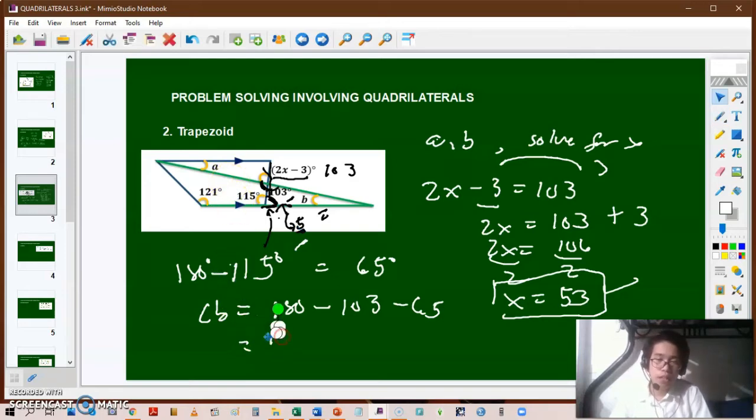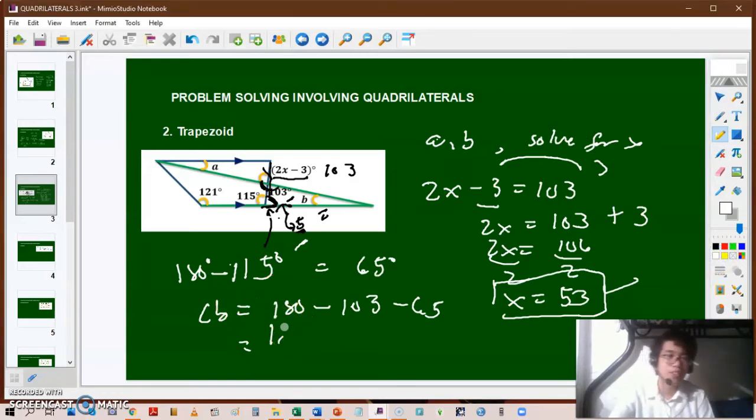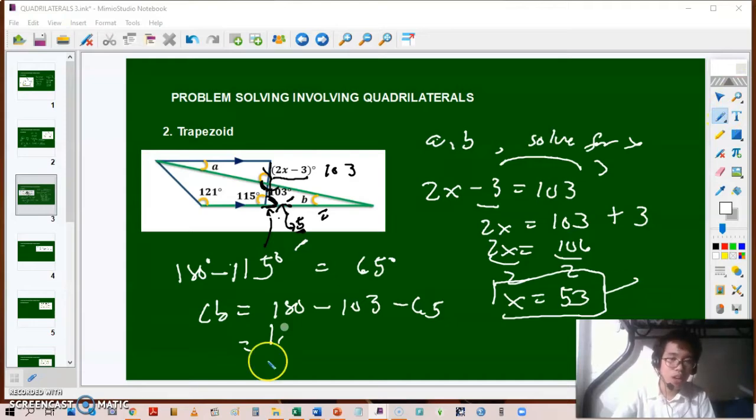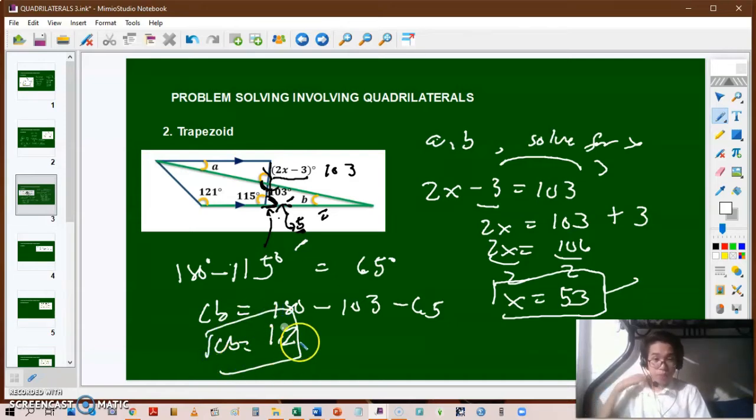So the measurement of angle B is 12 degrees, okay? And since the measurement of angle B is 12 degrees, then angle A is also going to be 12 degrees. The measurement of angle A is also 12 degrees.